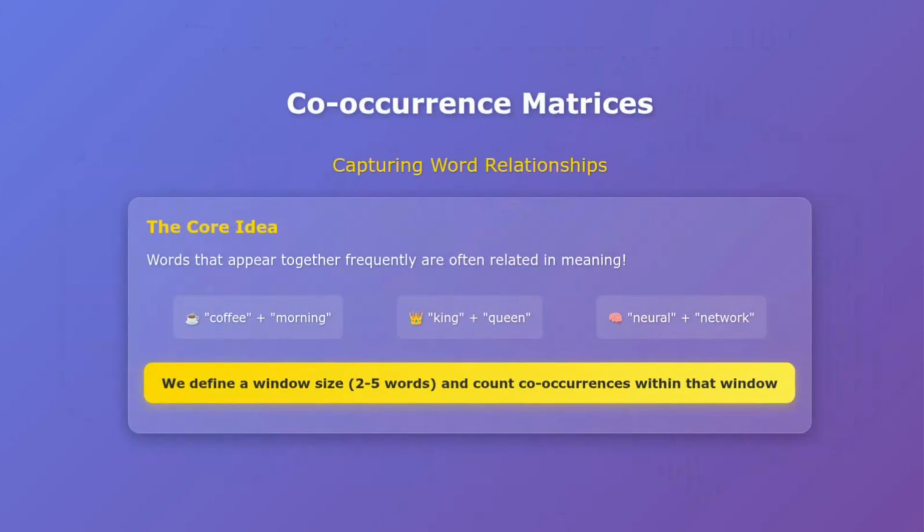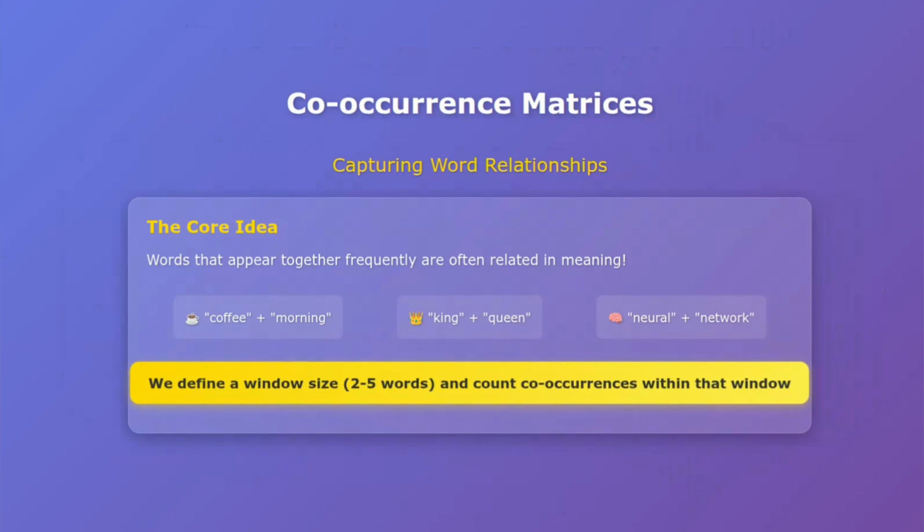Welcome to Co-occurrence Matrices, where we finally start capturing relationships between words. Here's the core idea. Words that appear together frequently are often related in meaning. If coffee and morning appear near each other constantly, they're probably semantically connected. Think about it. You see coffee and morning together, king and queen together, neural and network together. These co-occurrences aren't random. They tell us something about meaning.